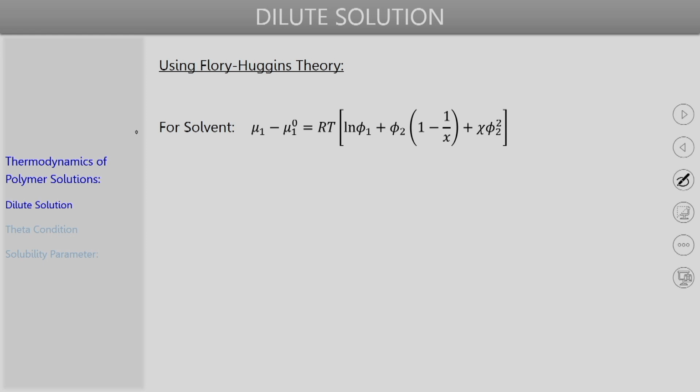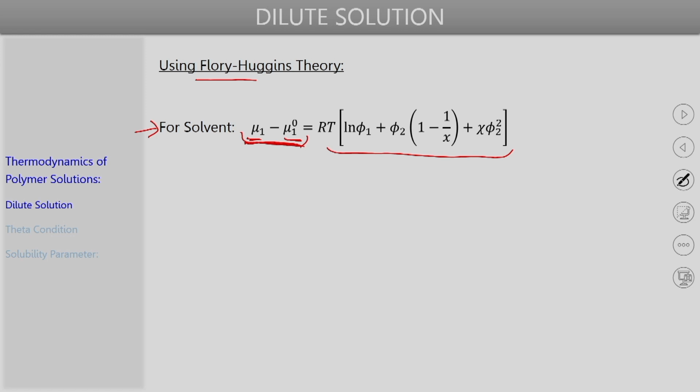In the previous lecture we developed this equation for the chemical potential of the solvent in a polymer solution. This term mu1 minus mu1 naught, which is the chemical potential of the solvent in the solution minus the chemical potential of the solvent in its standard state, which can be the pure solvent, is given by this expression here based on the Flory-Huggins theory. We will refer to this difference in chemical potential as the relative chemical potential. So, for the solvent, the relative chemical potential expression was developed in the previous lecture using the Flory-Huggins theory.